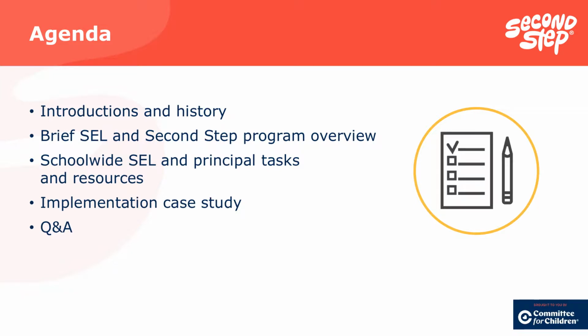So first I'm going to just go through the agenda really quickly. We're going to do some introductions and a little bit of history about Committee for Children. We're going to do just a really brief bit about social emotional learning during our session today and the basics there. A little brief overview of the Second Step program as well. And then we're going to really get into the meat of what we're talking about today in school-wide social emotional learning and principal tasks and resources to help principals get started. We will also just do a really quick look at an implementation case study at the very end and then leave time for question and answer.